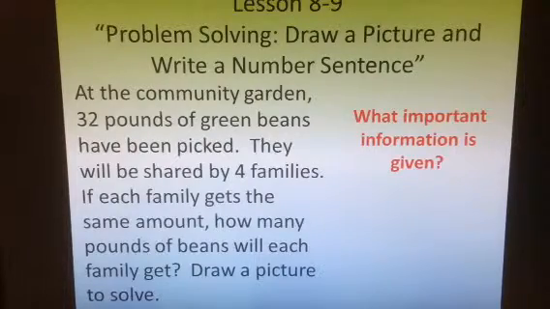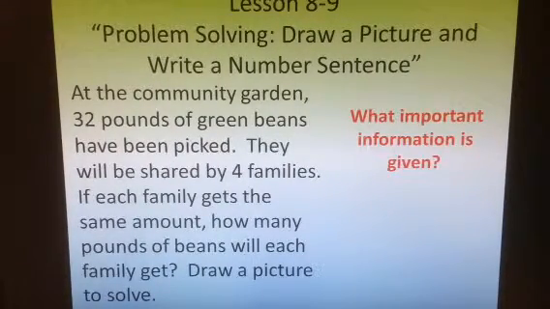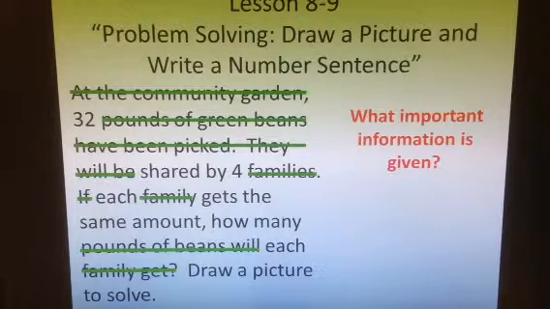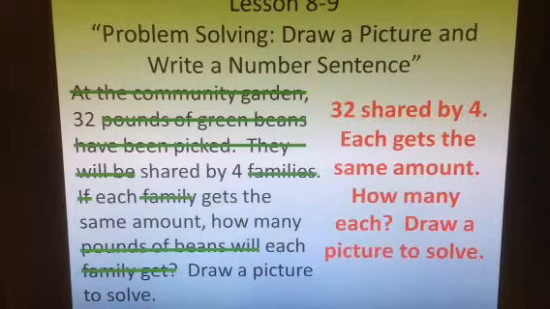First, we asked ourselves what important information is given. I crossed out all the things that I thought weren't absolutely super important information we needed to know to solve the problem. What we're left with, the words that aren't crossed out, I wrote again in red, and students were kind of surprised. It all still makes sense. 32 shared by 4. Already I'm thinking probably a division problem, but the next sentence really makes me sure it's a division problem. Each gets the same amount.